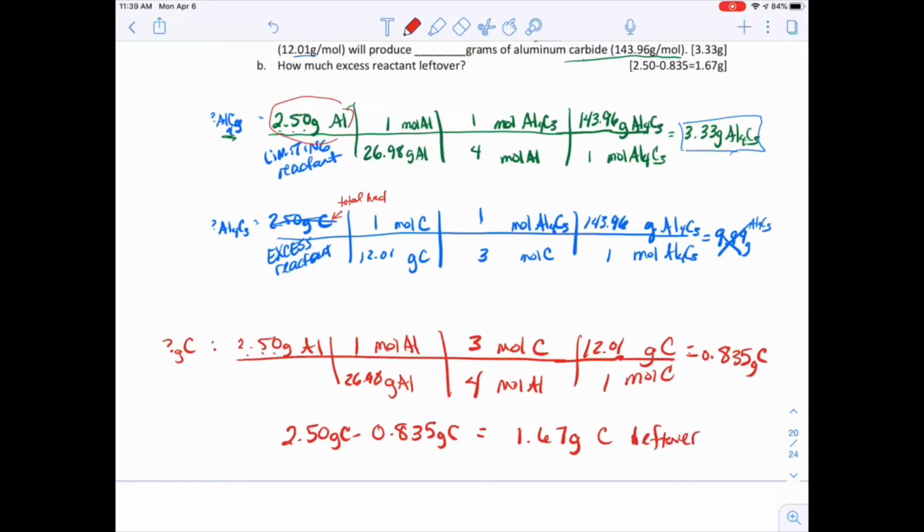Notice that it's to the 100th place. The 0.835 was what was used up in the reaction. The other one is to the 100th place, so that's why it only goes to the 100th place.